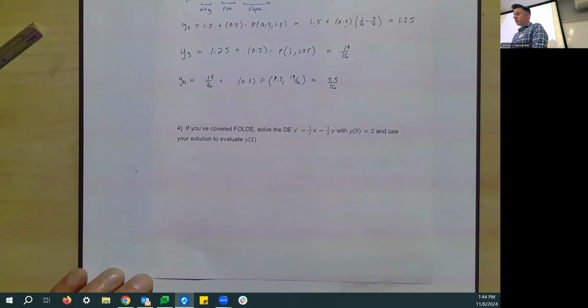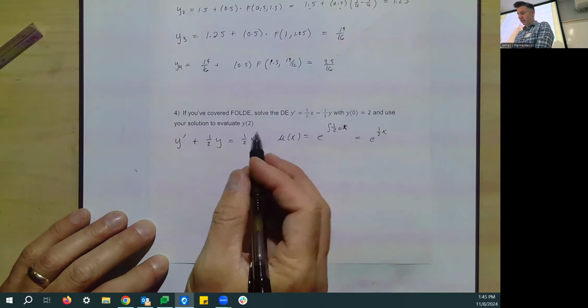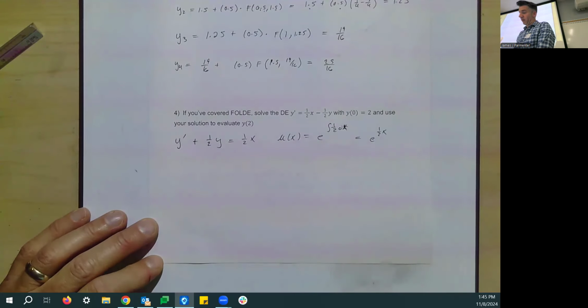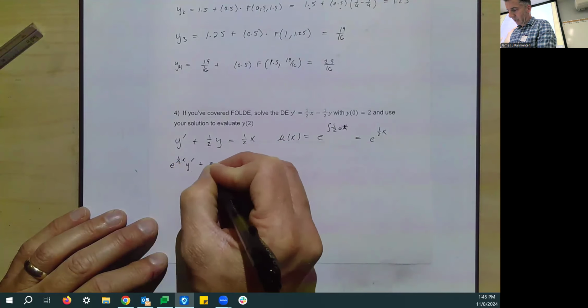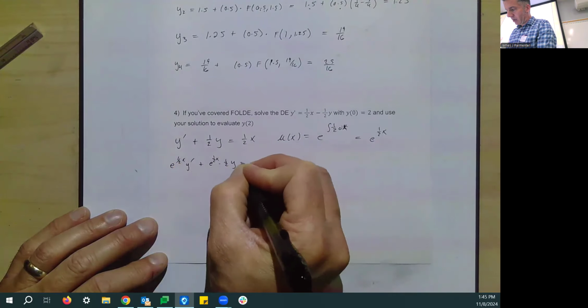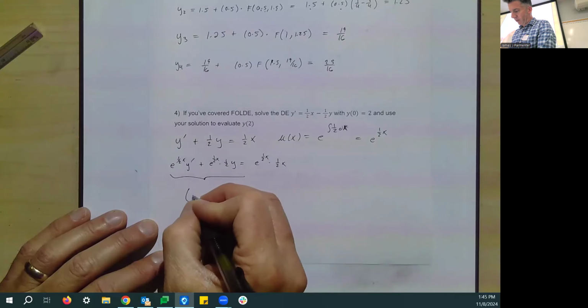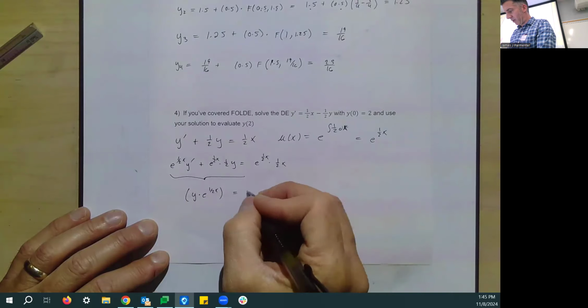Mu of x is going to be e to the integral of 1/2 dx. I'm used to using t for these, but this one we're using x. So it's going to be e to the 1/2 x. On the left-hand side, we multiply everything by e to the 1/2 x and get e to the 1/2 x times y prime plus e to the 1/2 x times 1/2 times y equal to e to the 1/2 x times 1/2 x. This becomes the derivative of y times e to the 1/2 x, still equal to this stuff over here.